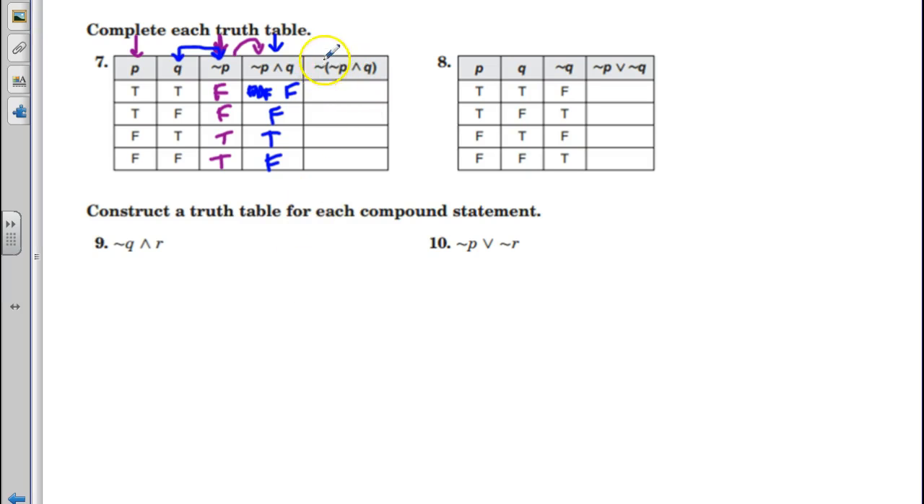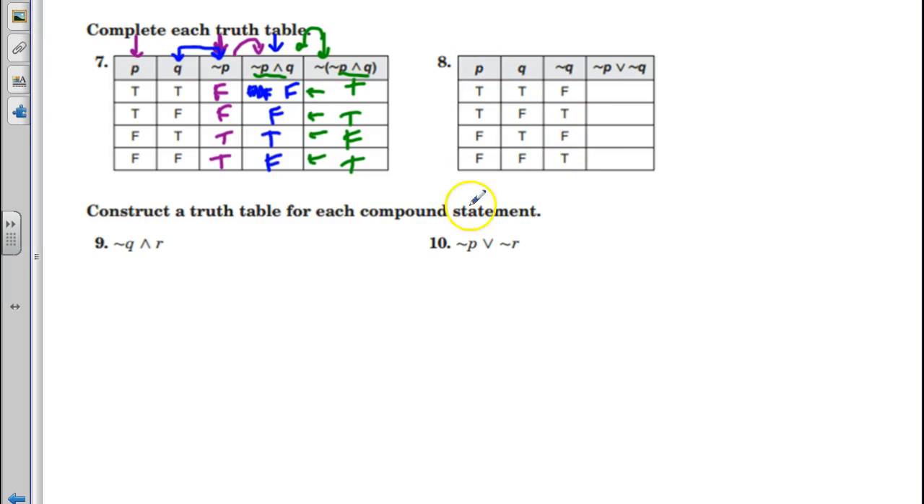Now look at this next one. It says not what I put in this blue column, not P and Q. So I want the opposite of the blue column because this stuff is right here in the middle. So I'm just going to do the opposite of whatever these say. So I have true, true, false, true. Those are my statements on that. You can try number 8 if you want to. Pause the video and check it out. And then we'll come back and talk.